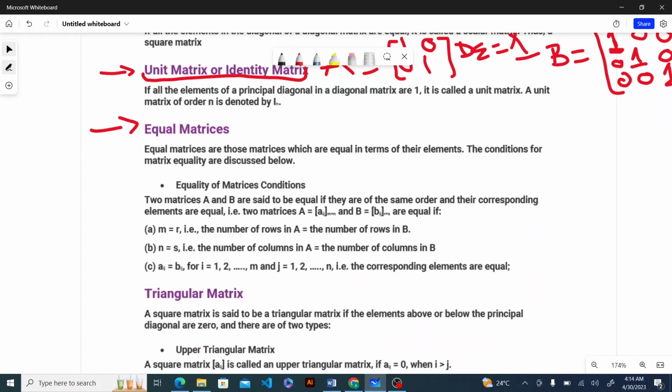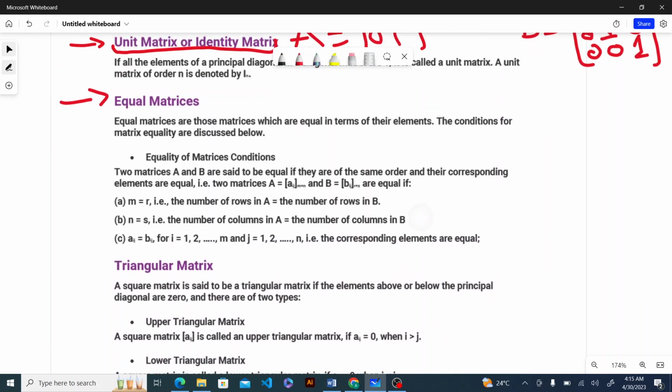Okay, so the next type is equal matrices. As it is apparent from the name itself, equal matrices will be those matrices which have equal number of columns and equal number of rows, and their elements are also the same or equal. Okay, let's read the definition. Equal matrices are those matrices which are equal in terms of their elements. Two matrices which have same elements, then they will be called equal matrices. The conditions for matrix equality are discussed below.